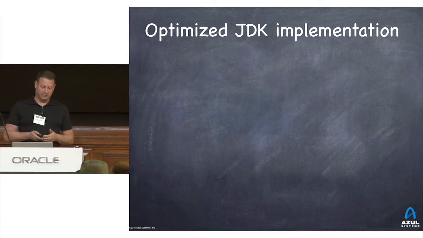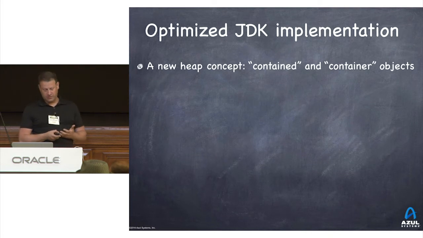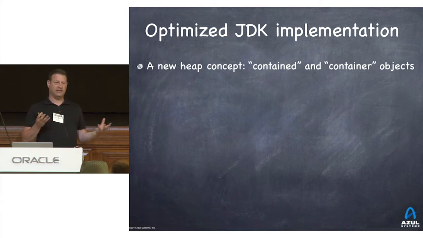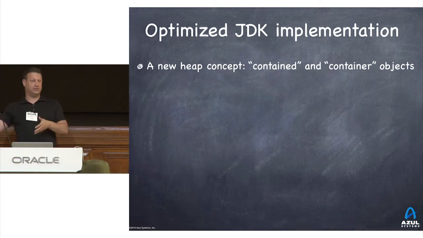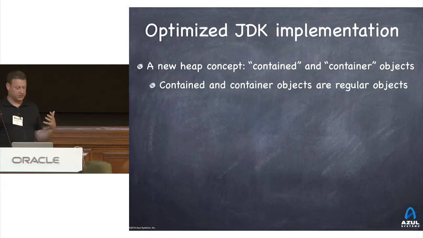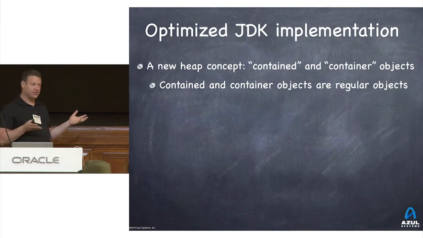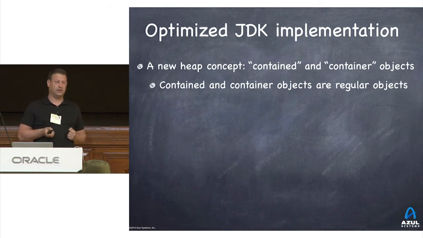What do optimized implementations look like? The main thing an optimized implementation needs to do is deal with this new concept on the heap of a contained and container object. So we have a relationship between two objects, and we want to keep them together. So a structured array here is a container of elements that themselves could also be containers if it's a multidimensional thing. A contained and container objects are just regular objects. This is just a note, a hint, a requirement for how they're laid out.